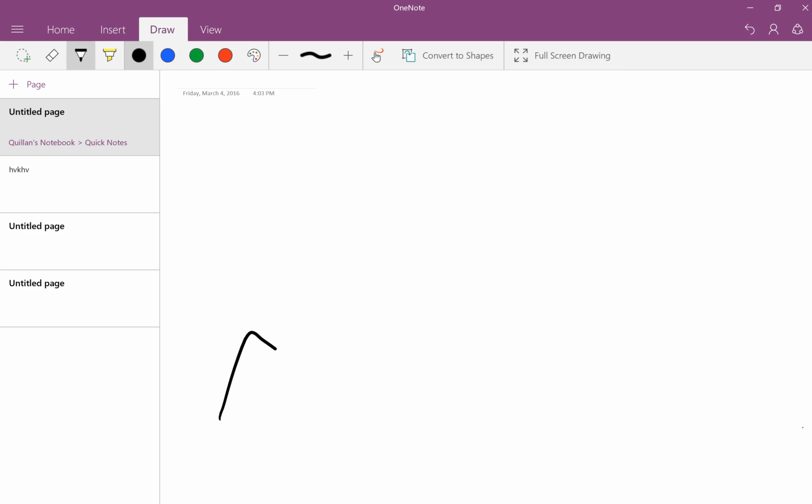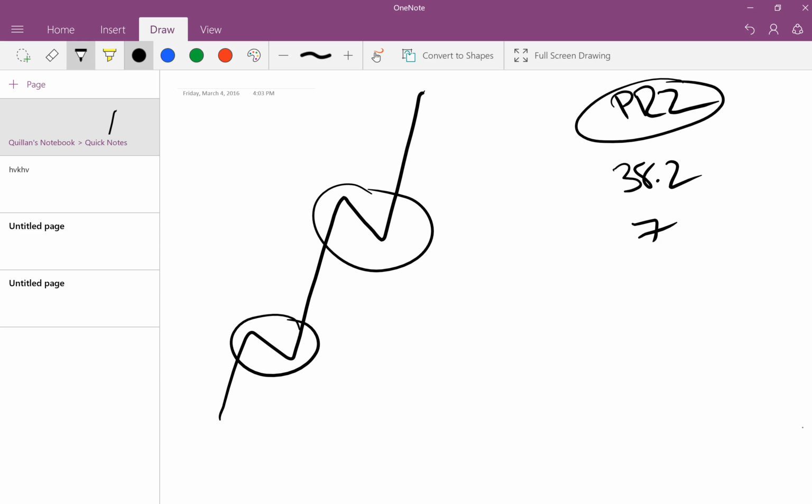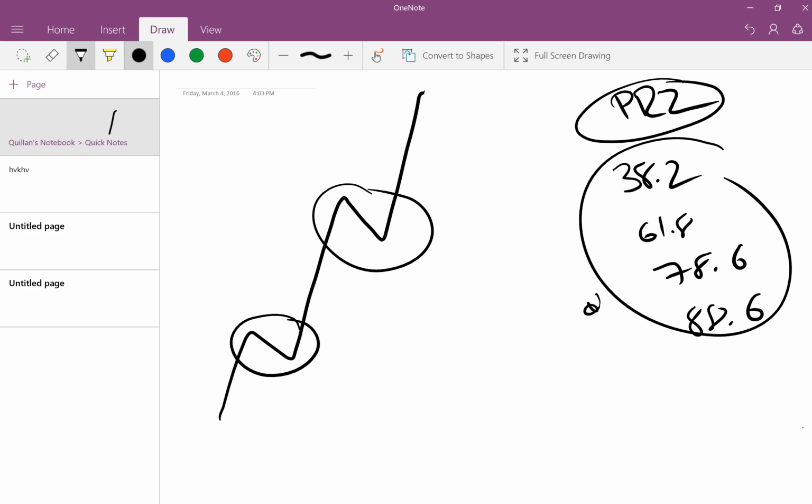Just knowing these counter trends, these little pullbacks right here are all counter trends. How you measure those and how you get in on those is knowing how to use your Fibonacci. Remember, these are the Fibonacci retracement PRZs, PRZ meaning price reversal zone. It's 38.2, 61.8, 78.6, and 88.6. Remember those.